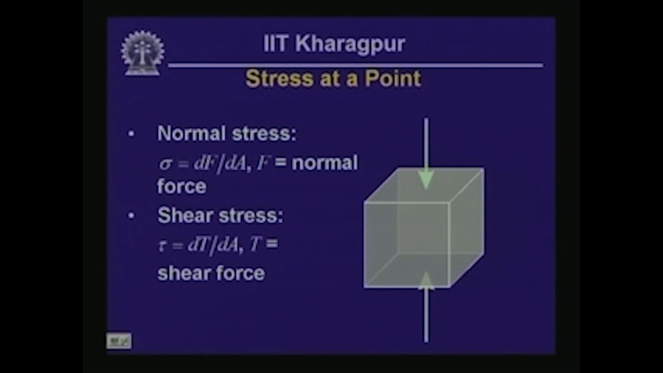So that is the only normal stress here on this particular element. Now we can have normal stress in other directions as well. So here we have got one of the pairs of normal stresses acting in the horizontal direction, and this is the second pair of normal stress in the horizontal direction.